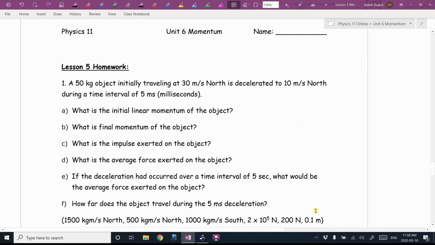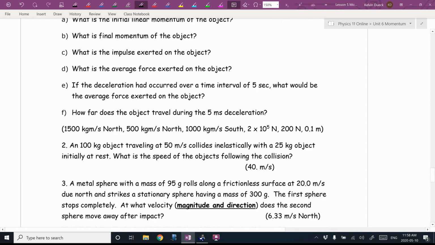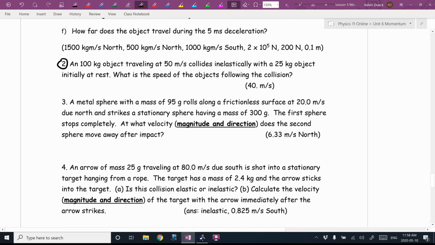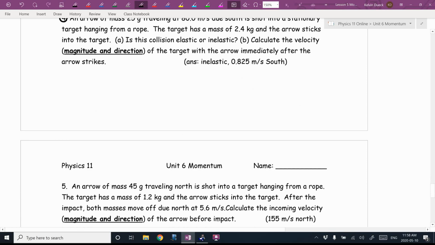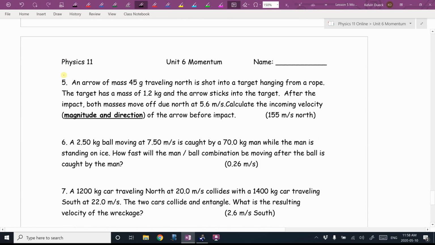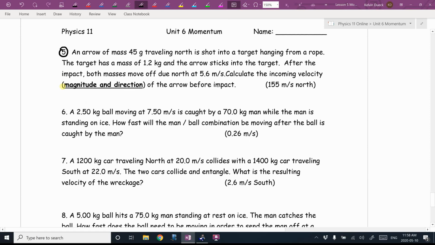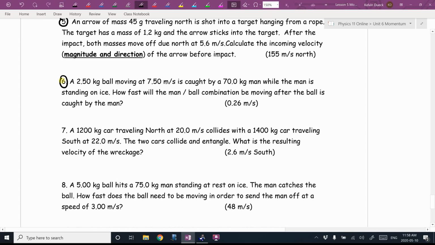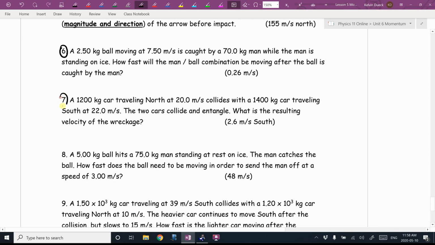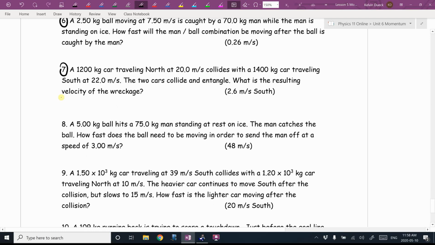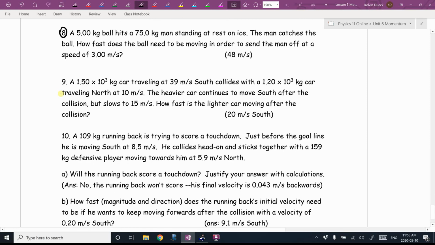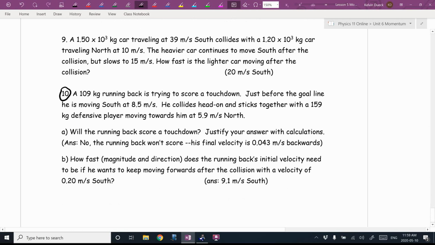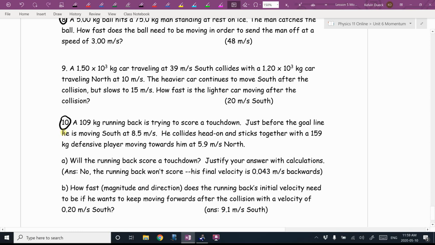What's your homework? Try number 1. Number 2. 3 is good. 4 is good. Are you going to assign all of them? Most of them. 5 is good. 6 is good. 7 is good. 8 is good. We'll skip 9. 10 is good. There you go. I skipped 9 because I'm nice. Again, I'll email out the solution key on Wednesday.